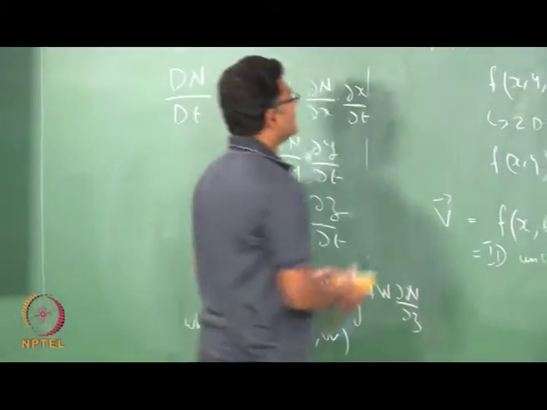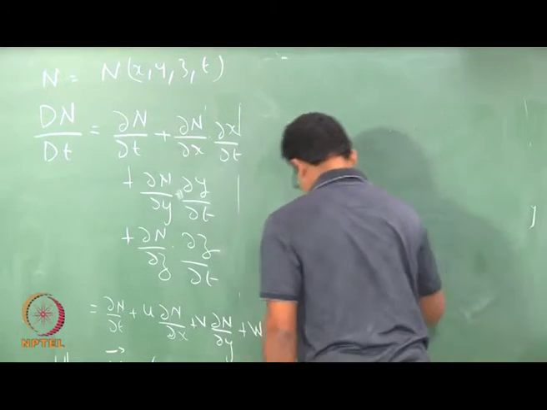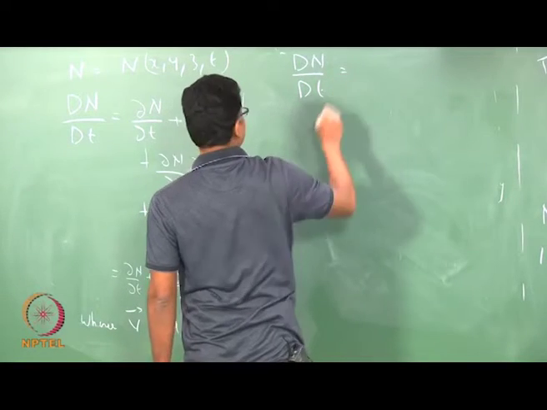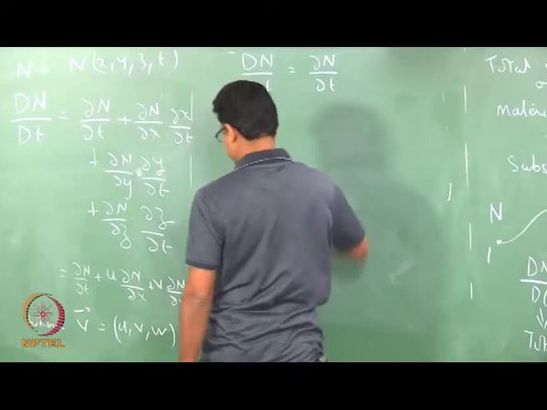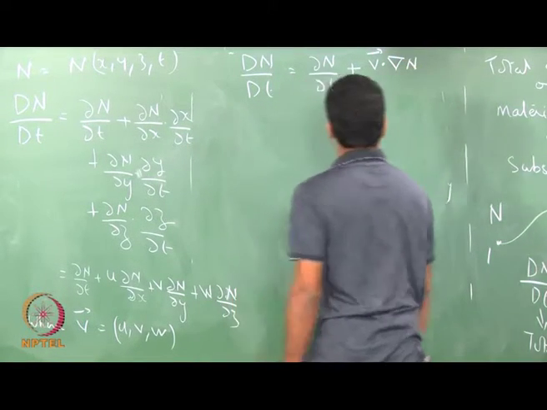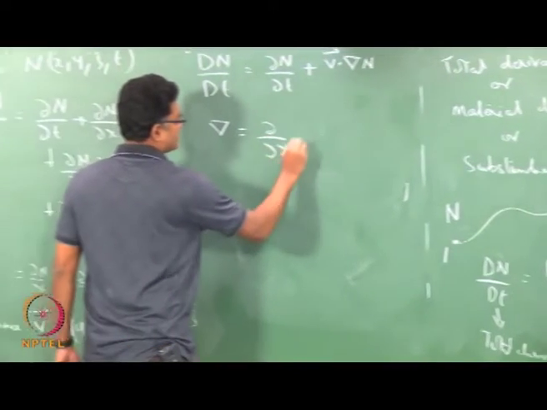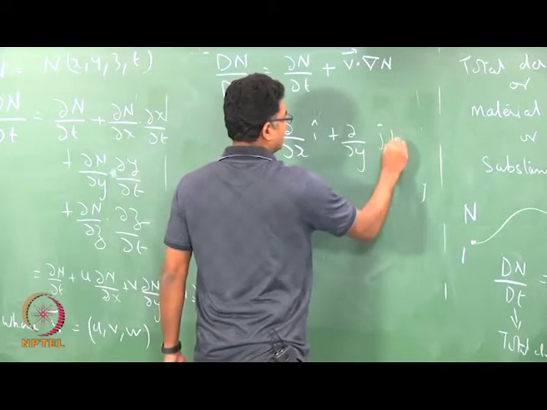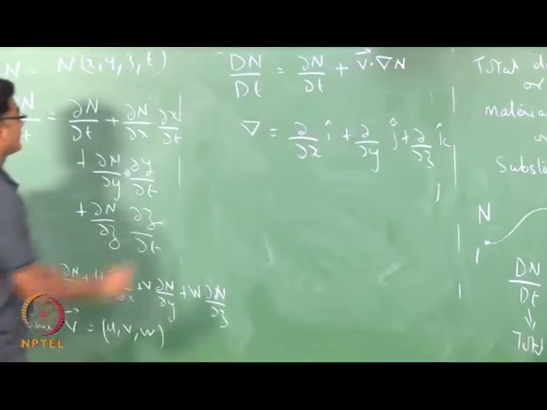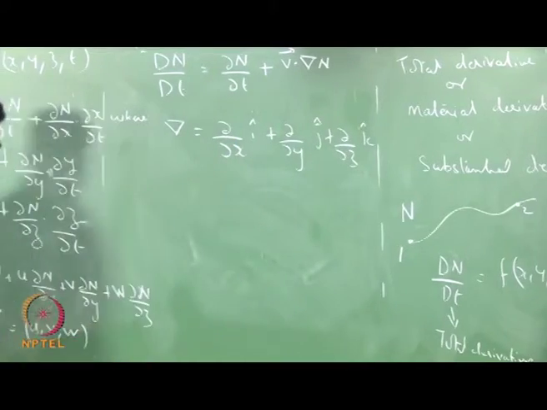Okay. So, if I rewrite that, vectorially I can write it like this, where del is dou by dou x i plus dou by dou y j plus dou by dou z k in the Cartesian coordinates. Okay. So, that is the expansion of your material derivative.